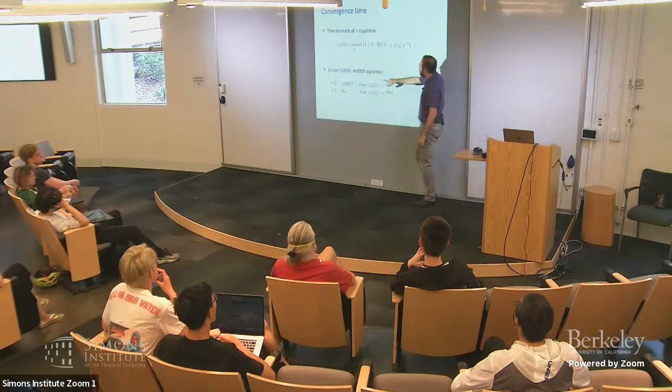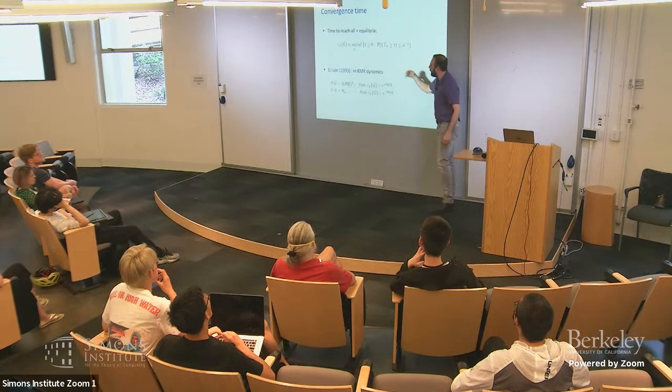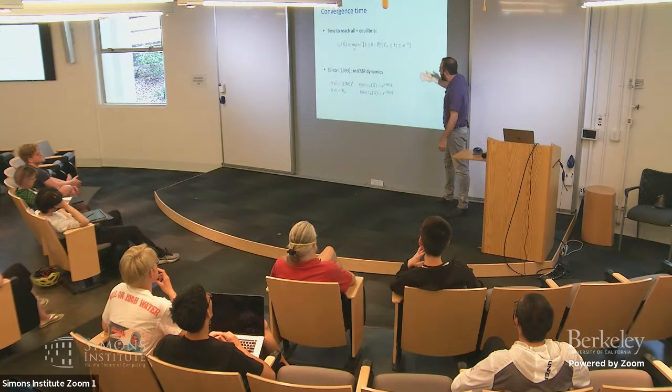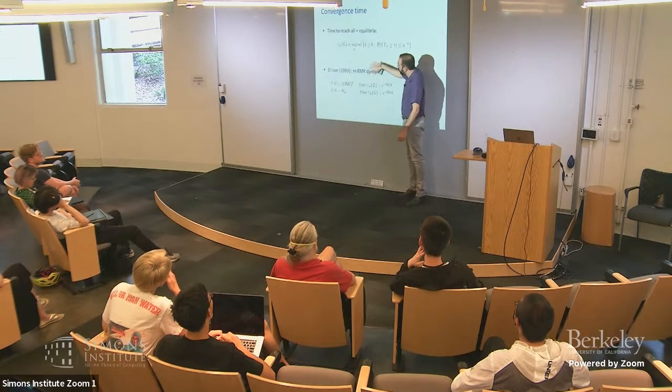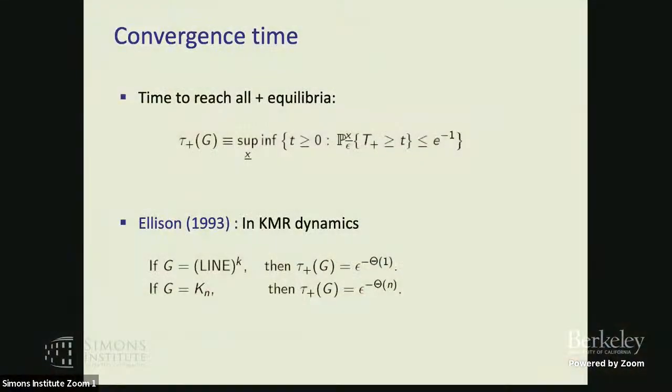All right, and this is Ellison, shortly after Kandori et al. talked about the time it will take for the dynamics to reach this all plus. That's important for the prediction, right? If it takes exponential time for you to get to a particular state, maybe you cannot just say, oh, that's the only equilibrium we're going to care about, because it will take a very long time. Yes. Epsilon in your definition of tau plus, I was expecting that instead of e to the minus one, maybe 1 over epsilon. Yes. Oh, very good. That's a very good question.